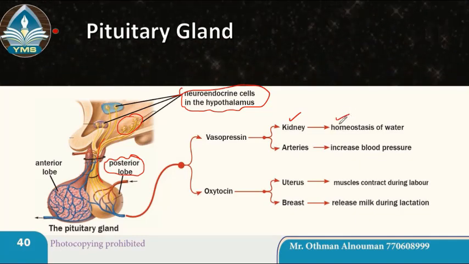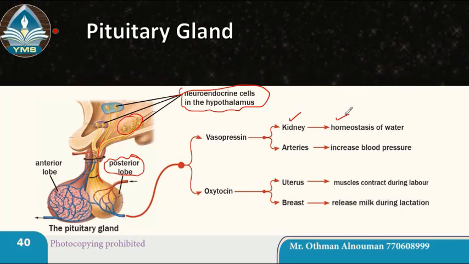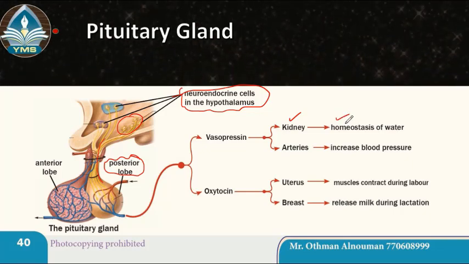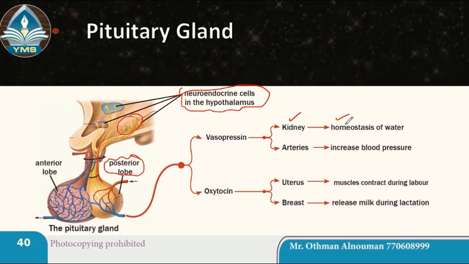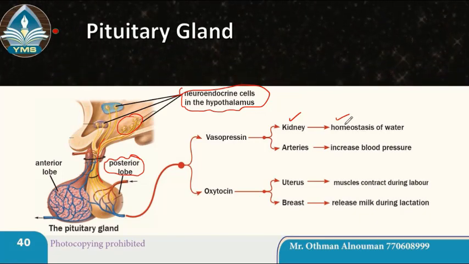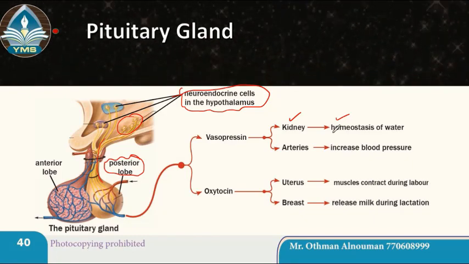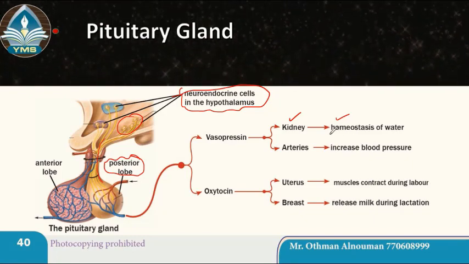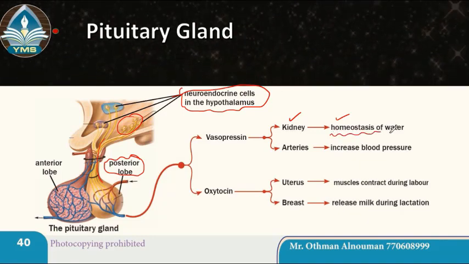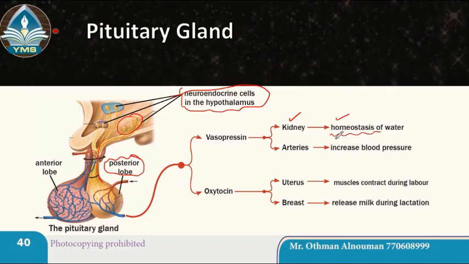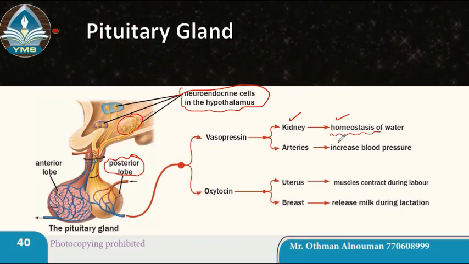If you do not drink water, or you are fasting, or you are at a place where there's no water, then the kidneys need to reabsorb the water and not release it with urine, so the fluid of your body does not decrease and you do not face danger. That is what we call homeostasis of water. It regulates the level of water. How? By making the nephrons reabsorb water.